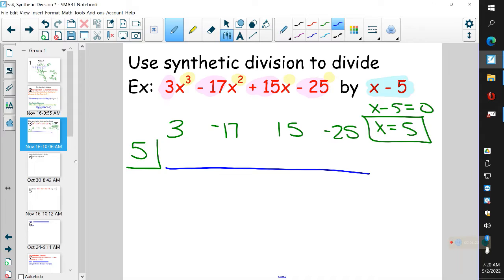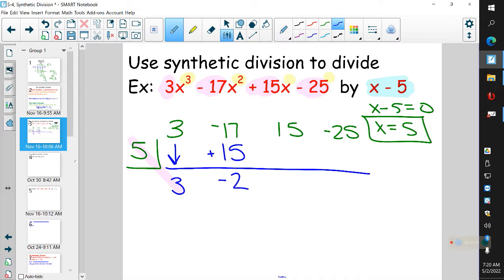Okay? Now, we are simply going to drop down the number 3. When we drop down the number 3, just like in long division, we are going to multiply on the diagonals. So 5 times 3 is going to give us the number 15. Then I'm going to add straight down. Negative 17 and 15 gives me a negative 2.